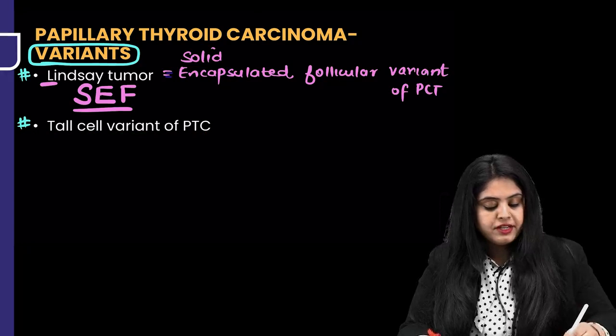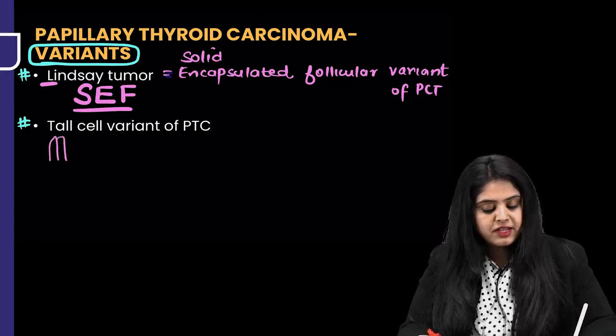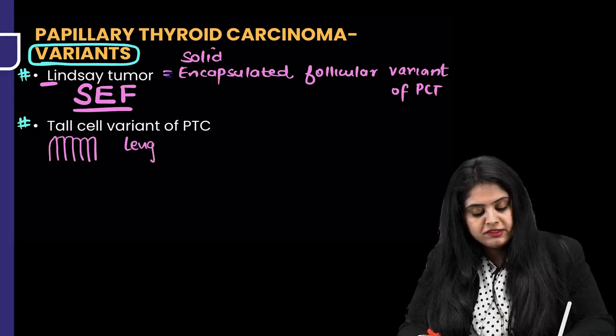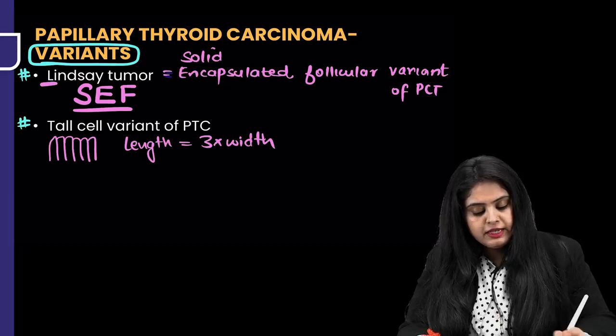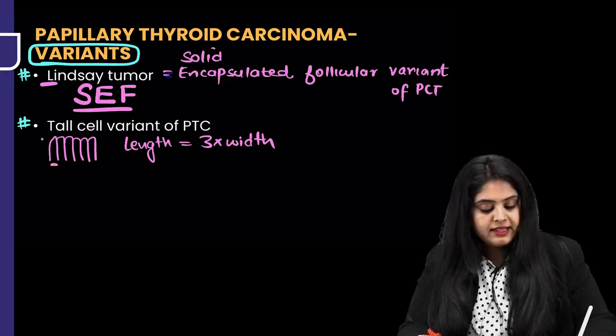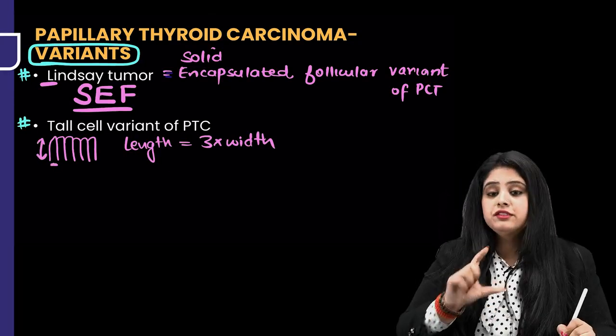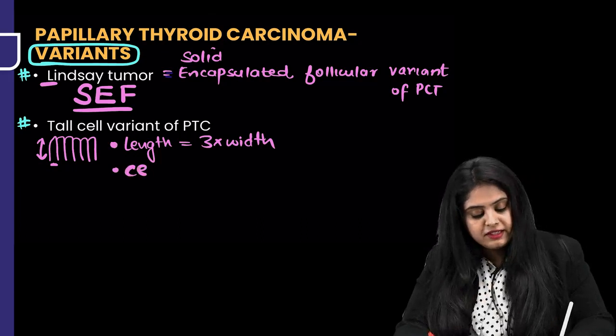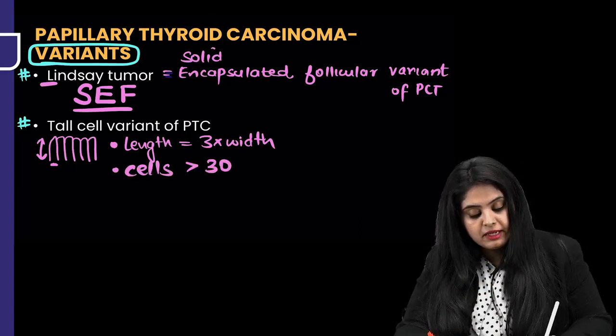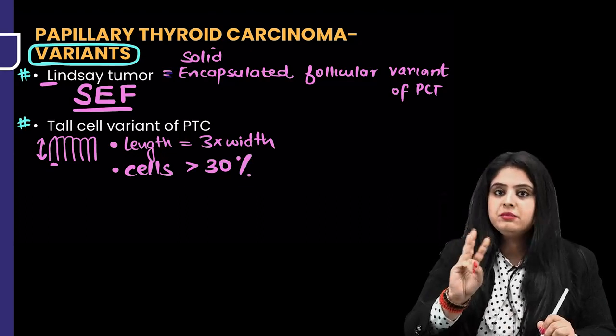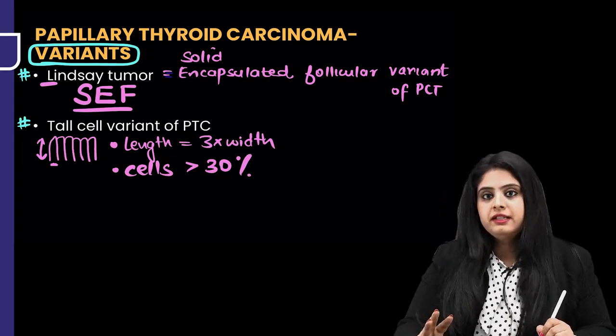What is tall cell variant? Suddenly you will say, ma'am, the cells are very tall. How tall? What is the height? So you will say the length of the cells has become 3 times the width. So if this is the width x, then the length has to be 3x. So the length is 3 times the width. These cells are more than 30% in number. So 3 times width is the length, and 30% is the amount.